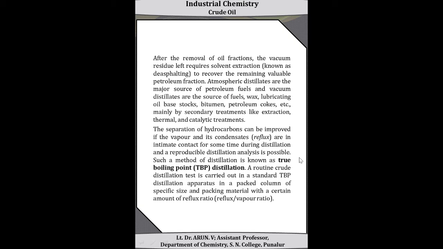The separation of hydrocarbons can be improved if the vapor and its condensate, called reflux, are in intimate contact for some time during the distillation. And this results in a reproducible distillation analysis. This method of distillation is known as true boiling point distillation or TBP distillation.